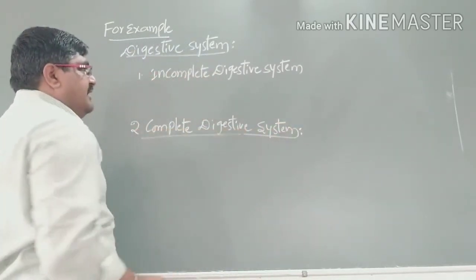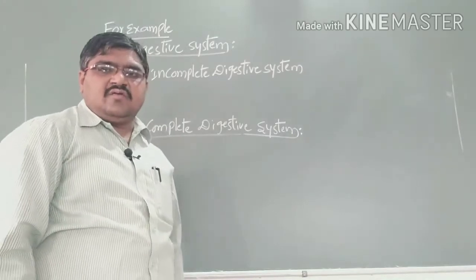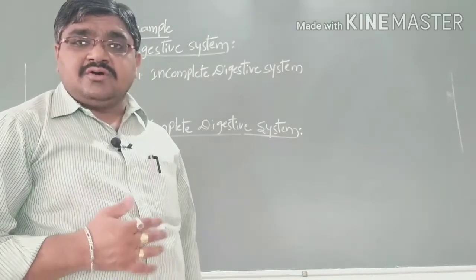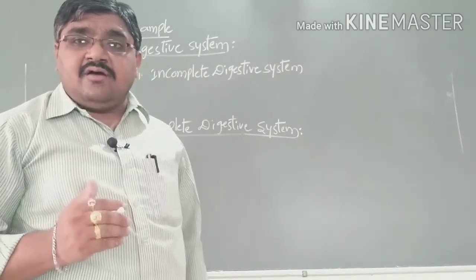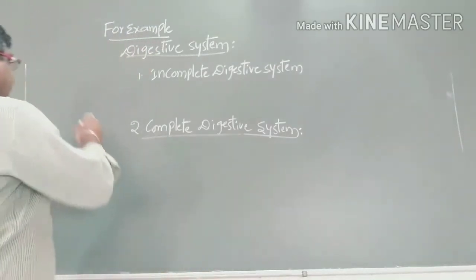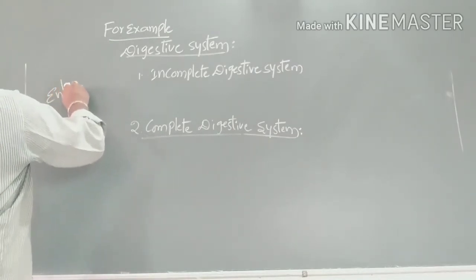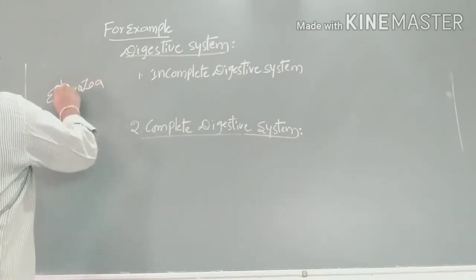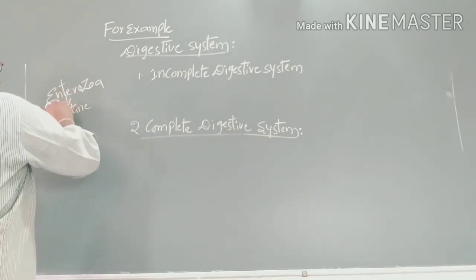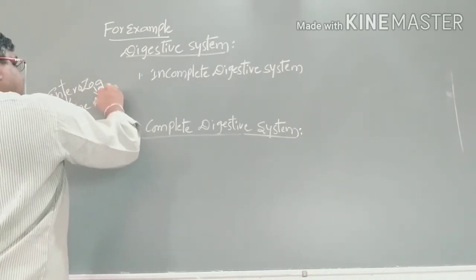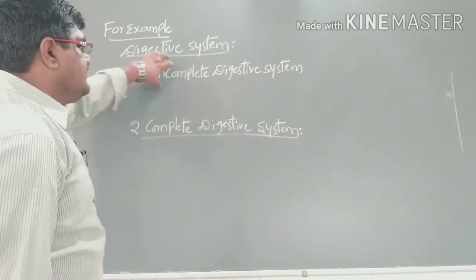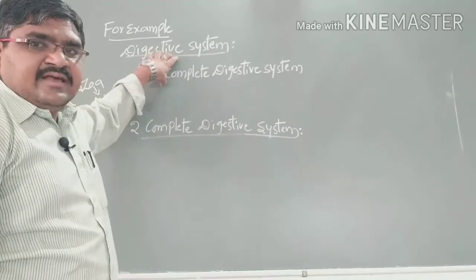In this organ system grade of organization, both a tissue level as well as a higher level of organization take place. This condition we can call enterozoa. Entero means intestine, zoa means animals. Animals which consist of an intestine, based on the digestive system, are classified into two types: one is incomplete and the other is complete.